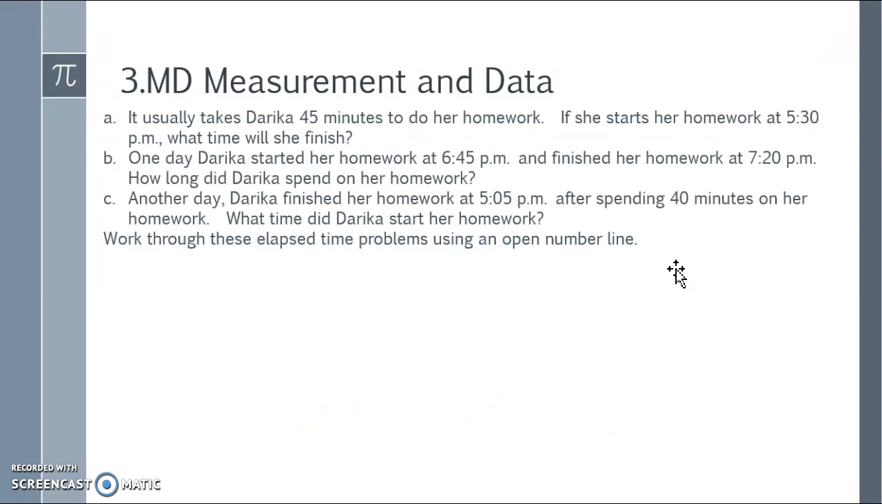It usually takes Derica 45 minutes to do her homework. If she starts her homework at 5:30 p.m., what time will she finish? One day, Derica started her homework at 6:45 p.m. and finished her homework at 7:20 p.m. How long did Derica spend on her homework? Another day, Derica finished her homework at 5:05 p.m. after spending 40 minutes on her homework. What time did Derica start her homework? Work through these elapsed time problems using an open number line. Pause the video, see what you can do, and come back and we'll talk about each one individually.